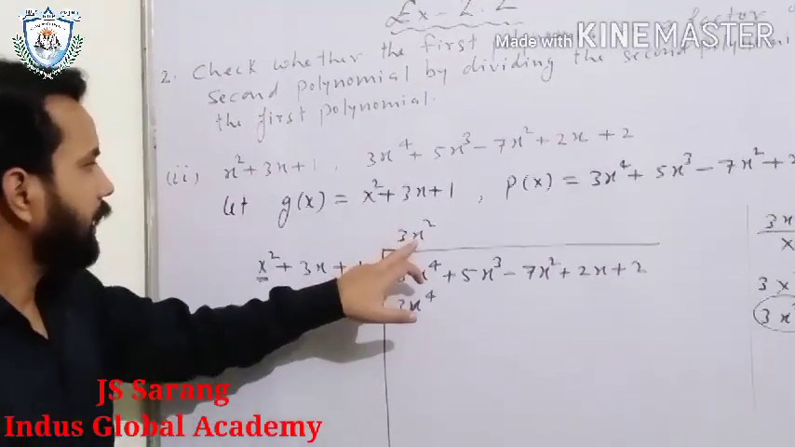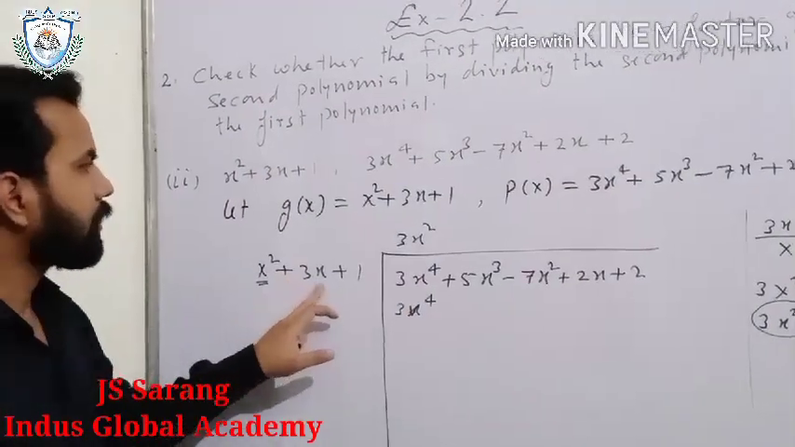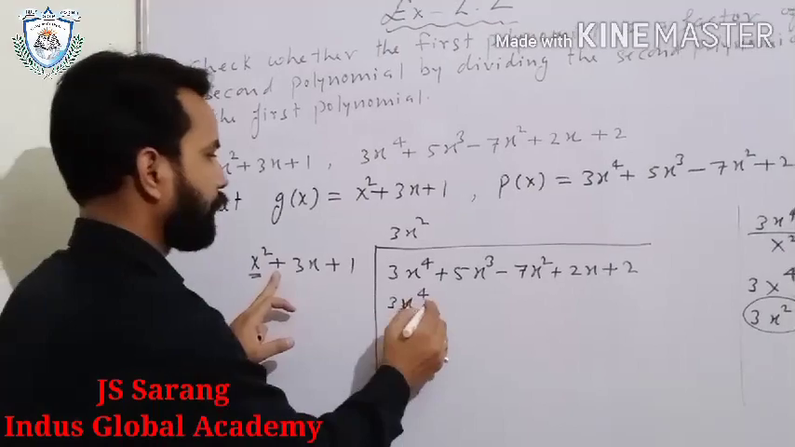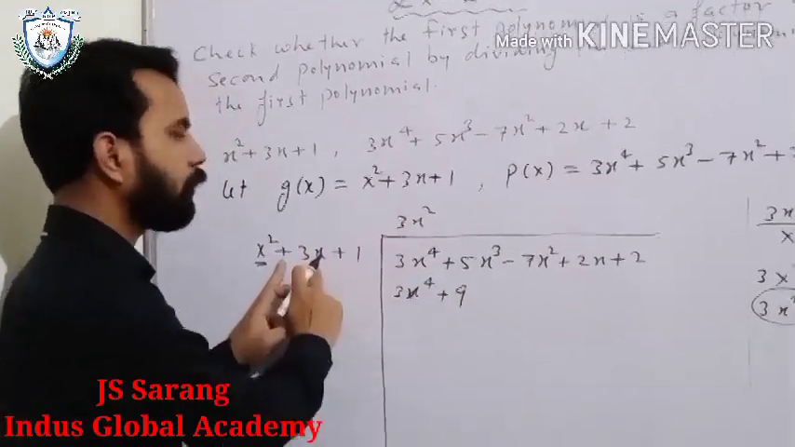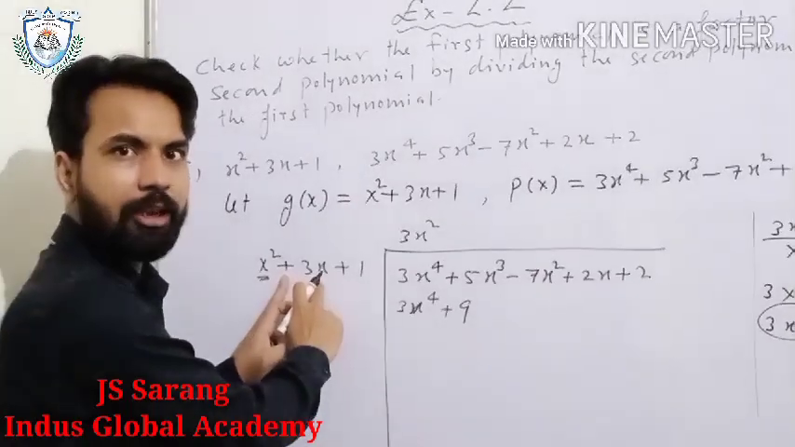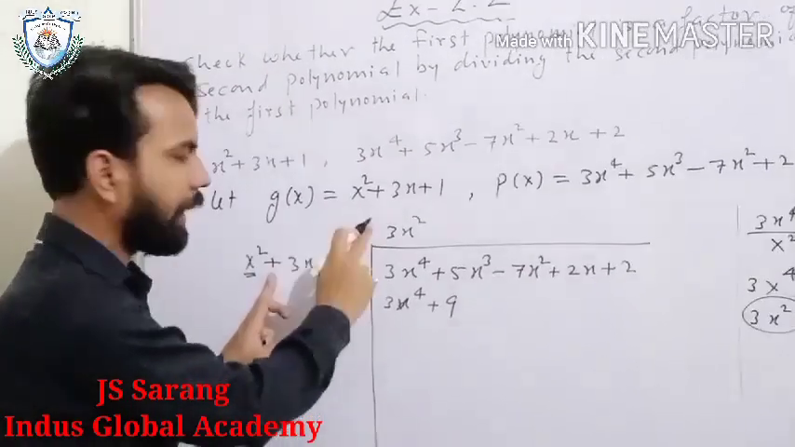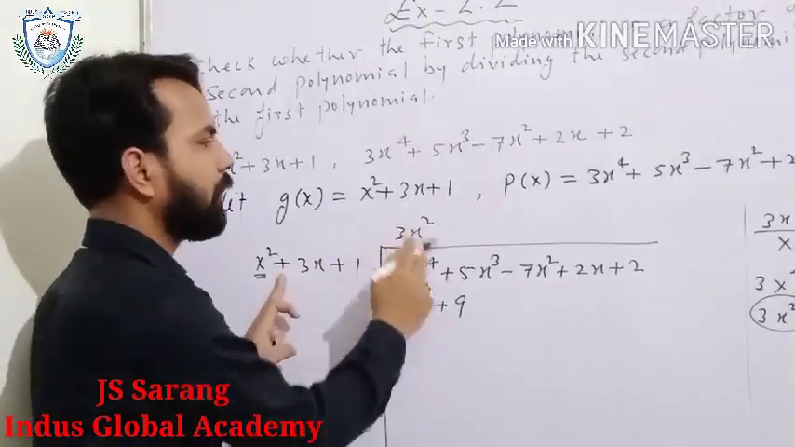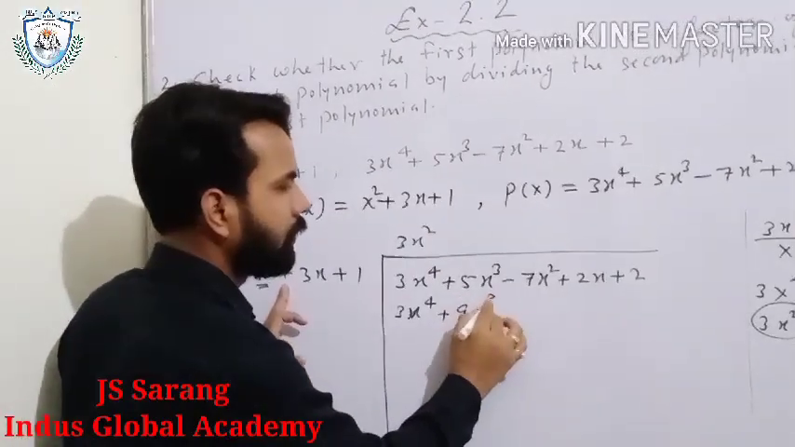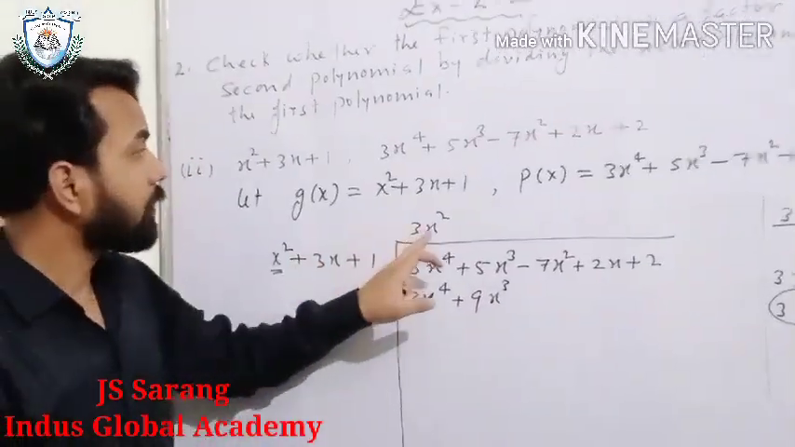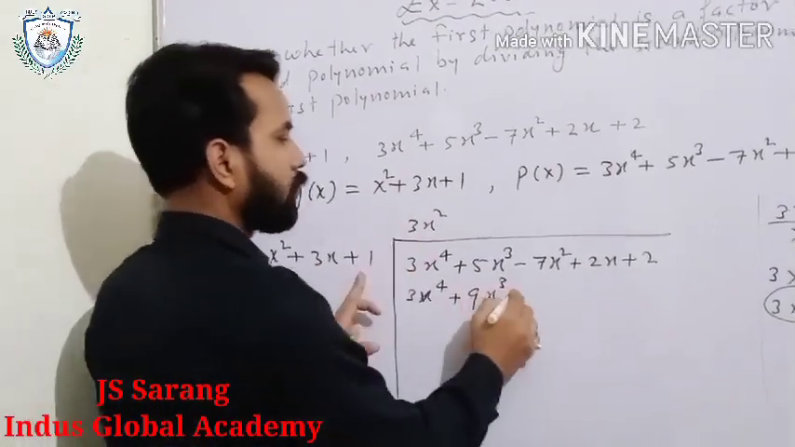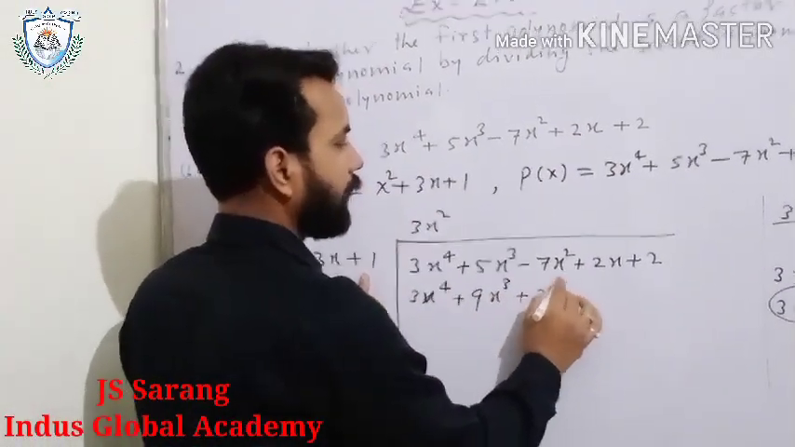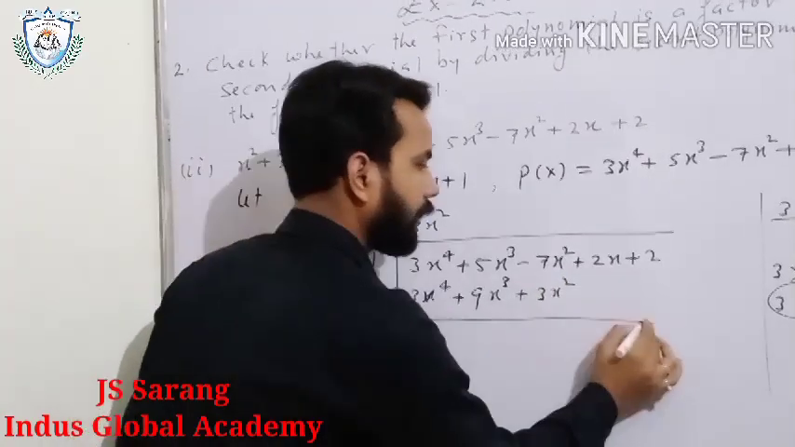Now this 3x square will be multiplied by plus 3x. So plus 3 3s are 9. x square into x. Again, in multiplication, bases are same, then powers will be added. So x to the power 1, x to the power 2, so it will be x to the power 3. Now this 3x square is multiplied by plus 1. So 1 3s are 3. So plus 3x square. Got it?